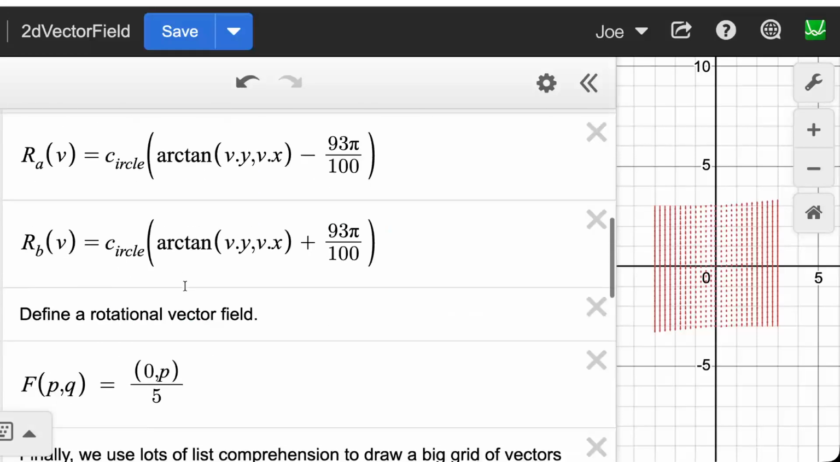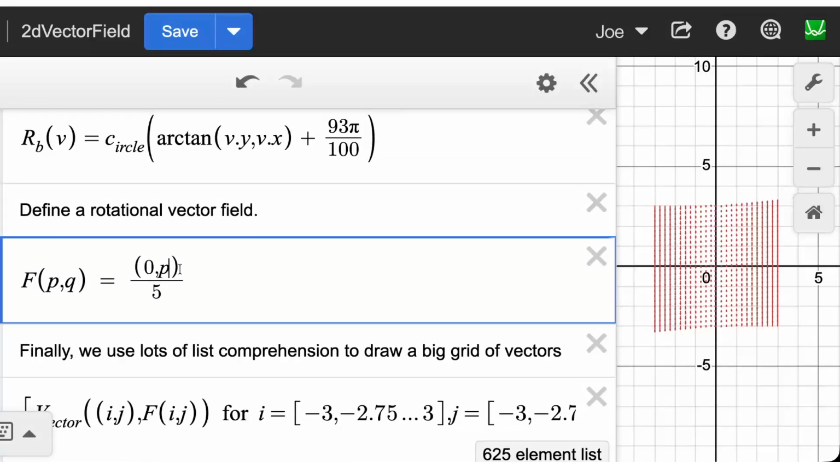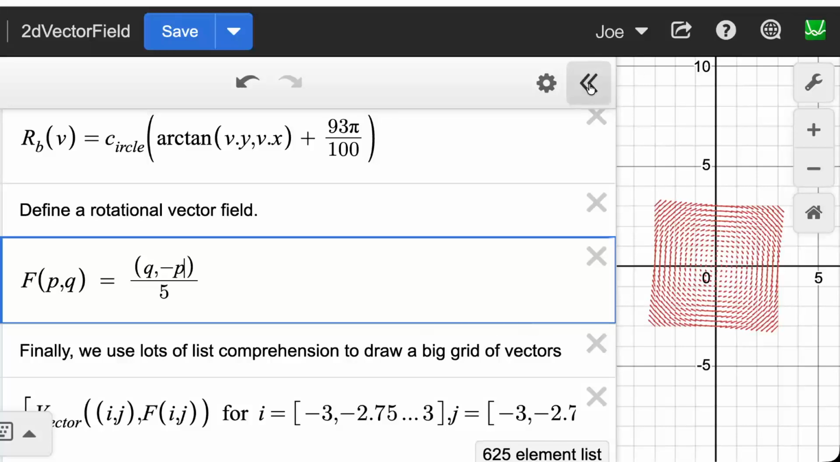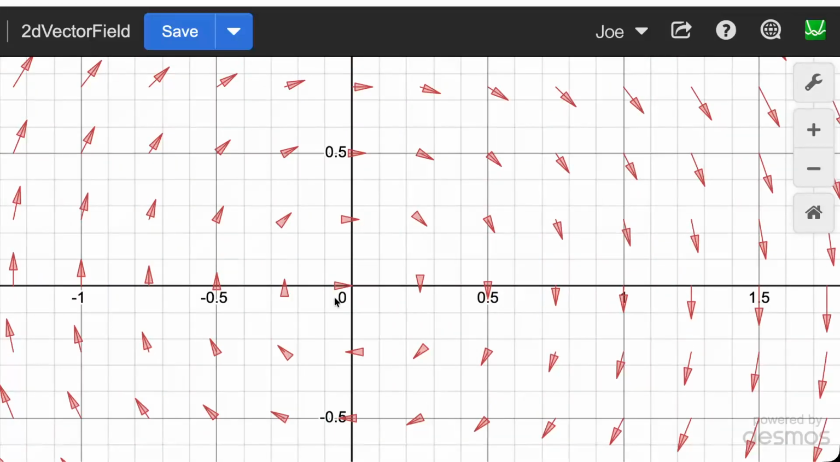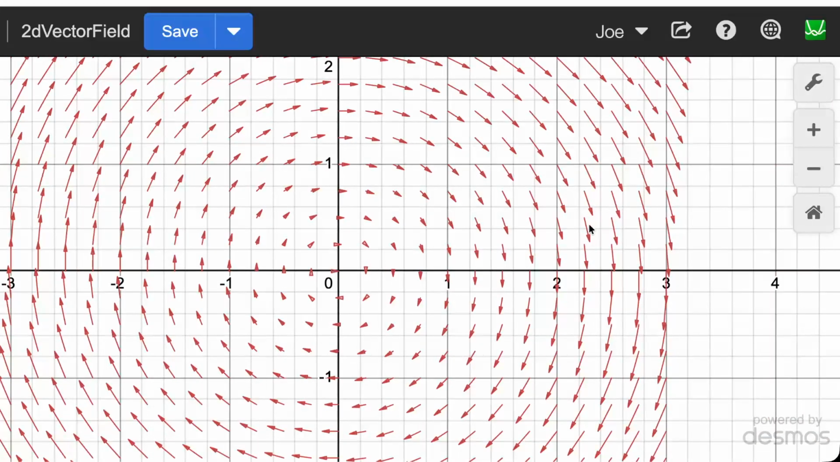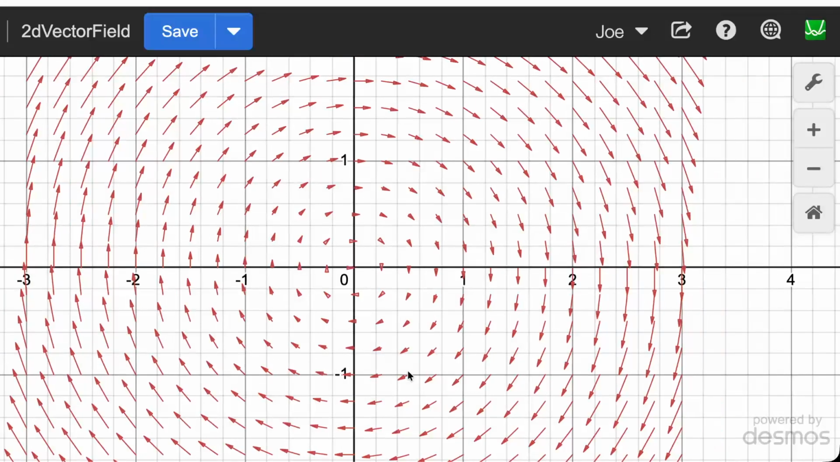I'm going to just change the F here to make a nice rotation. Remember what they did before? I think it was the x-coordinate was the minus of the y-coordinate. I'm going to make the other choice. The x-coordinate will be the y-coordinate, and the y-coordinate will be the negative of the x-coordinate. You see that's a rotation field too, but it's going around the other way. I just wanted to show that you can get rotations in either direction. Well, maybe that's obvious. Okay.